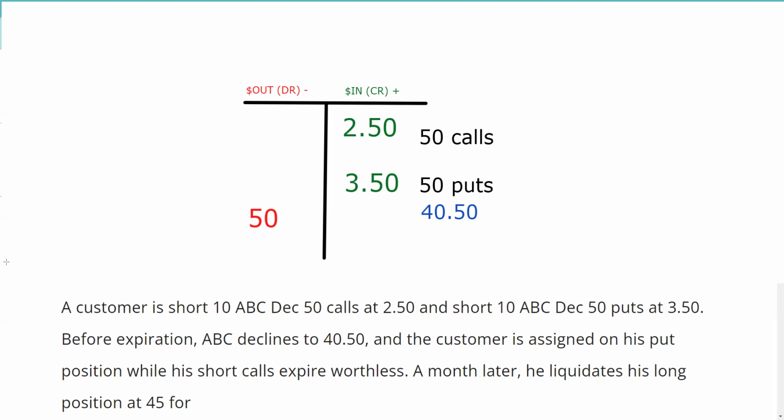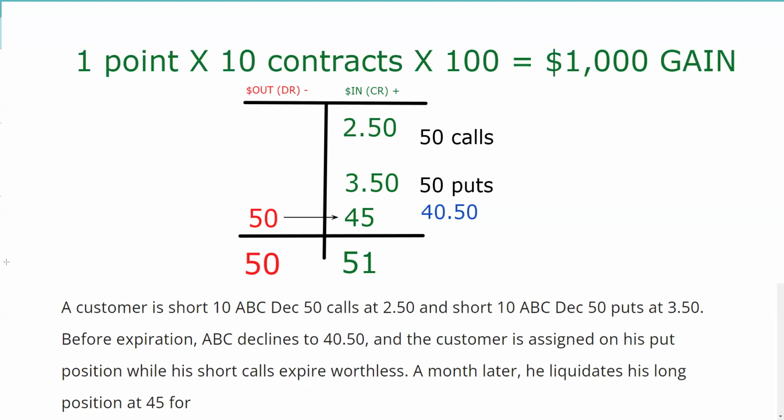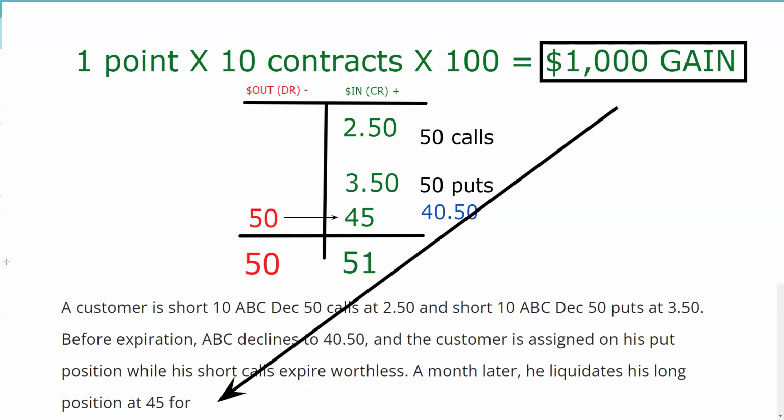It says the calls expire worthless. So that means I don't have to deal with the calls up there. So we get to keep the 2.5 on the calls. A month later, I liquidate the stock at 45. Okay, so if I liquidate the stock at 45, boom. Now all I have to do is total dollars out versus dollars in, see if I'm a happy camper or not. And here I got 50 out, and 51 in. So I made a point on 10 contracts, each covering 100 shares. So the answer to this question is a $1,000 gain.